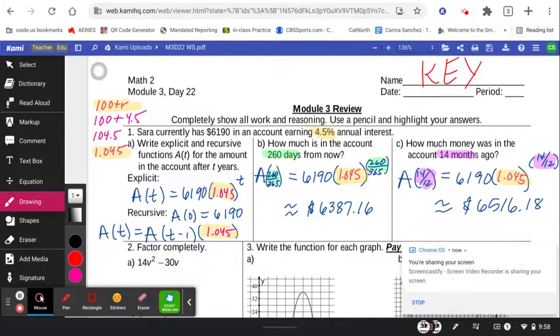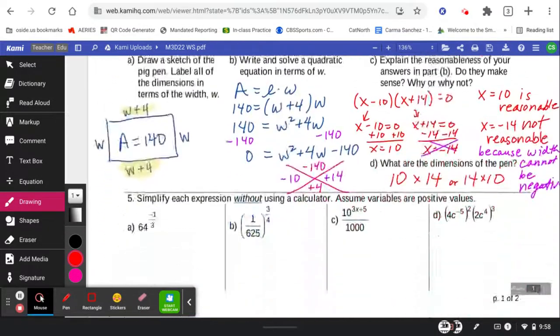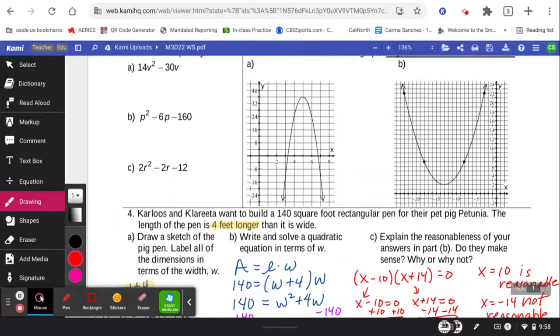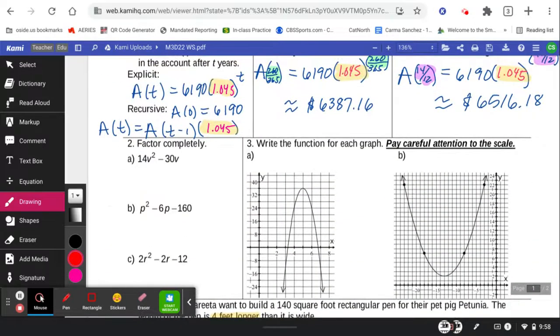Okay, for this homework, we already did number 1 in class, and we did number 4 in class, and I just wanted you to finish the other ones. So these are the different topics that are going to be on the test. Let's look at section 2, factor completely.